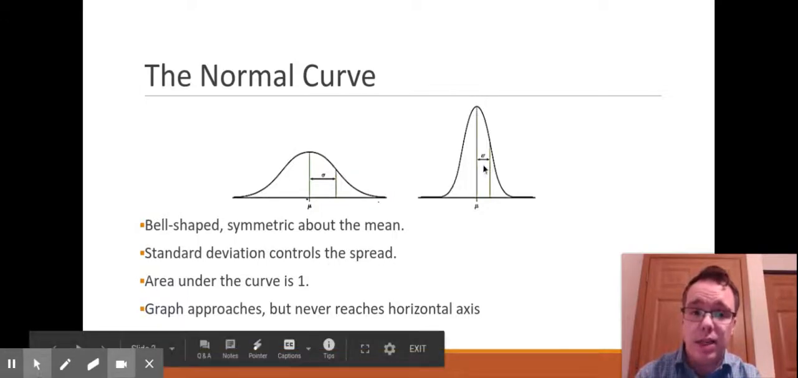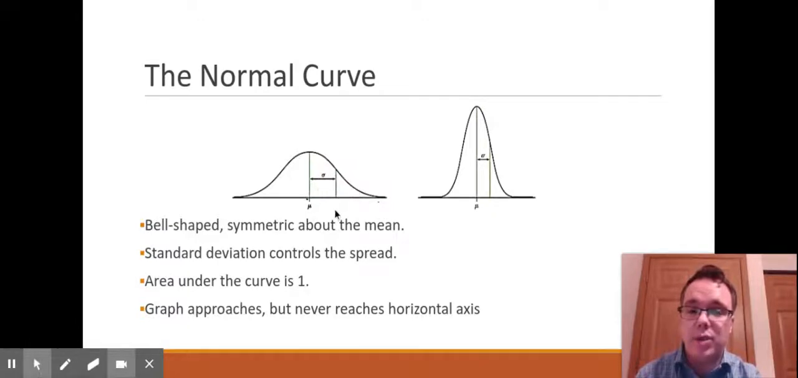If we have a small standard deviation, it's not that spread out. If we have a bigger standard deviation, it is more spread out. And in the future, when we talk about the mean and standard deviations, we're going to be talking about being 1 standard deviation, 2 standard deviations, or 3 standard deviations away from the mean.